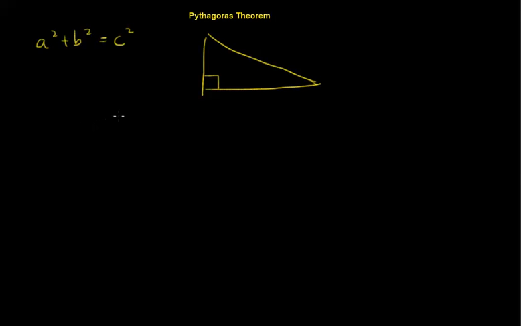In this video I'm going to show you when to use Pythagoras Theorem and how to use it. We use Pythagoras Theorem when we are trying to find out one unknown side of a right angled triangle. So something like this.